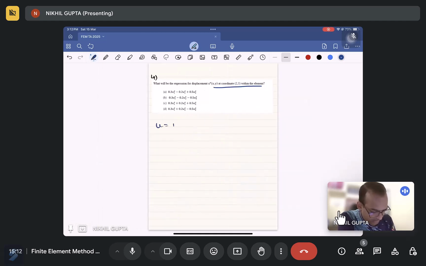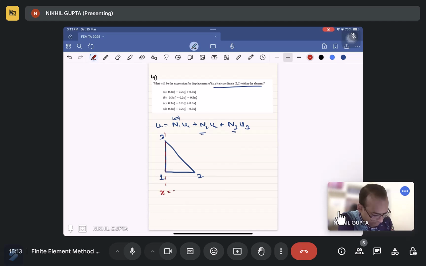You just write N1 u1 plus N2 u2 plus N3 u3. Now we have calculated N1. Now we want N2 and N3 as well. So this was our element, which is 1, 2, 3. To calculate N2, you can make this line, which will be x equal to 0. For N3 you can make this line, which will be y equal to 0.